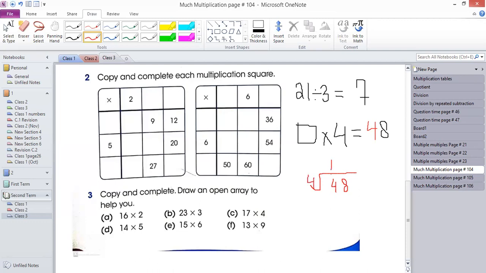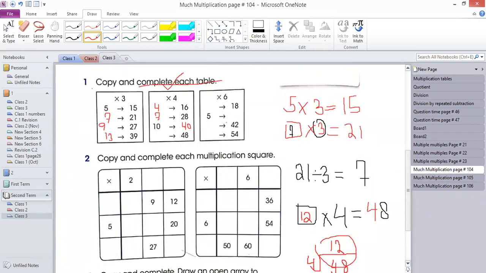So divide 48 by 4. 4 ones are 4. 4 minus 4, 0. 8 down. 4 twos are 8. And 8 minus 8 also 0. So the answer is 12. 12 multiplied by 4 will give you 48. So here you will write 12. Is it clear, guys?